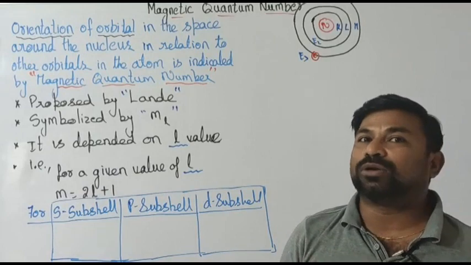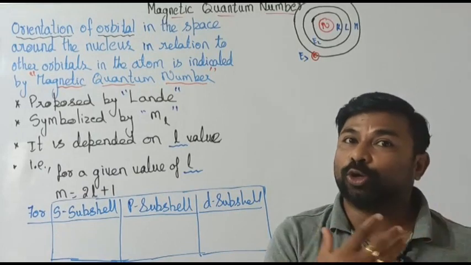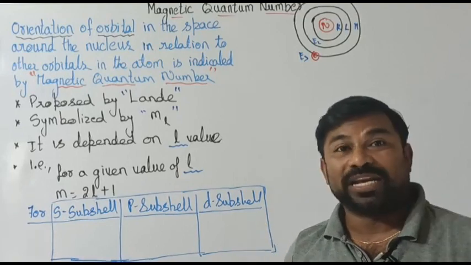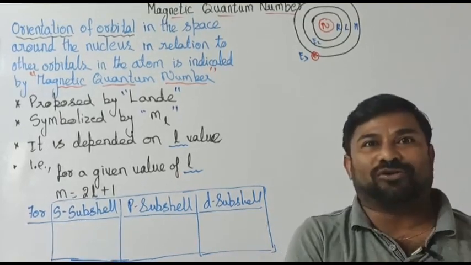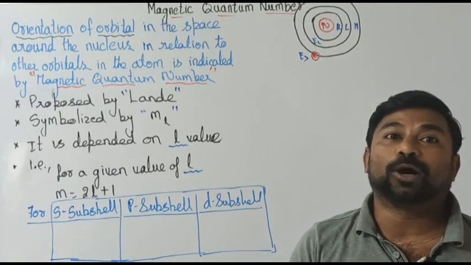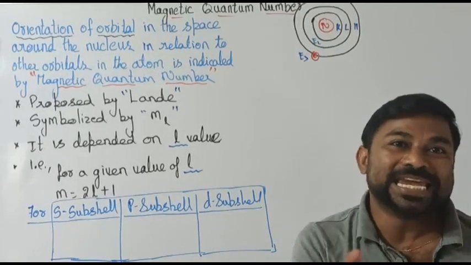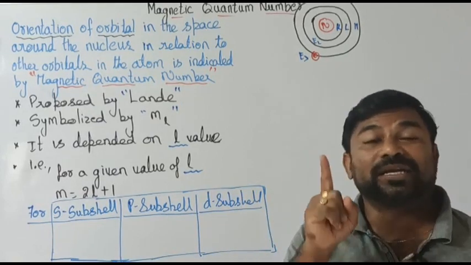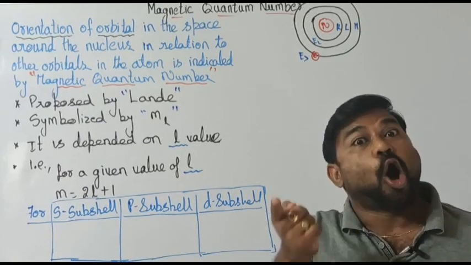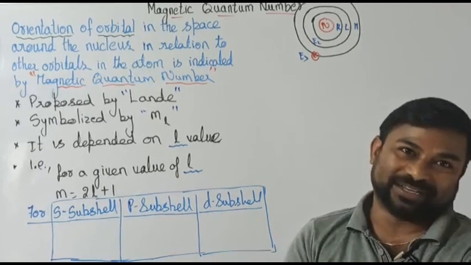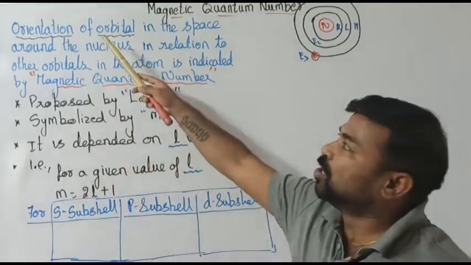What does a magnetic quantum number talk about? Is it talking about an orbit, a subshell, or orbitals? To remember: magnetic quantum number is talking about orbitals in a subshell of an orbit. You have to remember, magnetic quantum number is talking about orbitals of a subshell in an orbit.